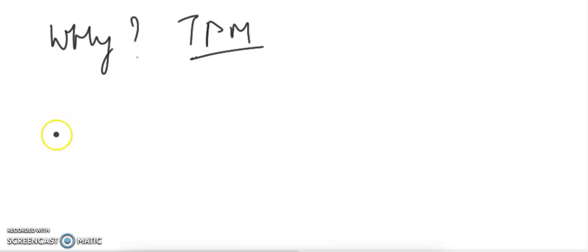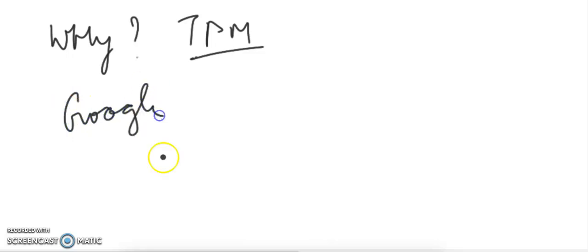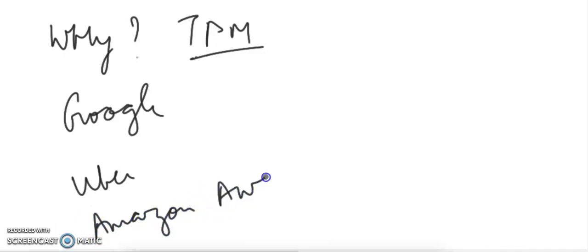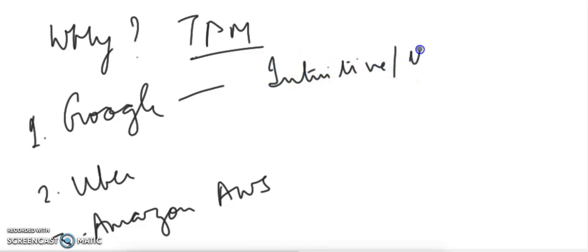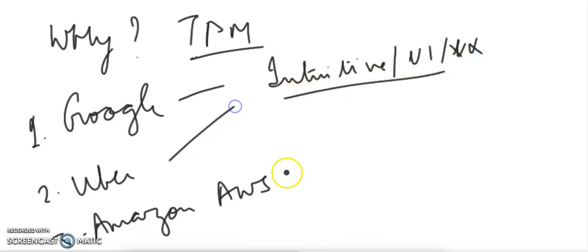In order to have a quick understanding of what the technical product manager role is, let's think about Google, Uber, and Amazon, AWS kind of. What is common in all these three? One of the things is the intuitive UI UX in Google or in Uber or in AWS.